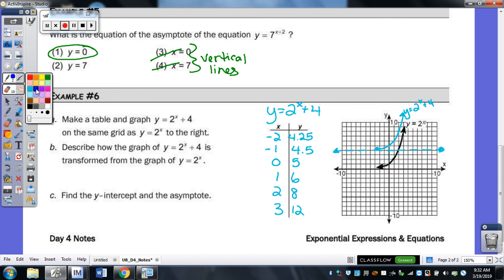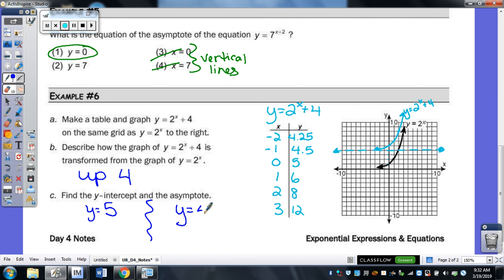So part B, how did our graph move? It went up 4. And then find the y-intercept and the asymptote. All right, so where's the y-intercept of the one that we drew? Yeah, 5. The y-intercept is at 5. You can write it as y equals 5 if you want to, or you can just state 5. That's fine. And then our asymptote line, that dotted line we drew in, that is a line, so you do have to write it as an equation, so that one is y equals 4.